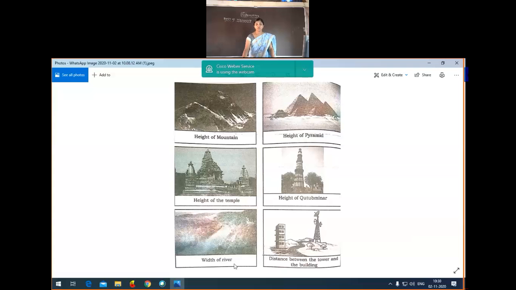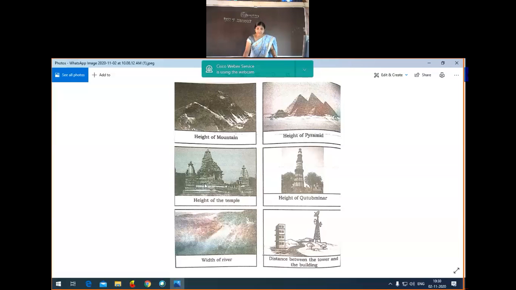Next, the width of the river. How can we find out the width of the river? Then the distance between the tower and the building. These are the applications of trigonometry. Using the trigonometry concept, we can find out these things. How we find them, we will discuss in the next chapter. So these are the uses of trigonometry. Here we are going to use the concept of triangles only, and where we can apply the concept of triangle, we will discuss in the next chapter.